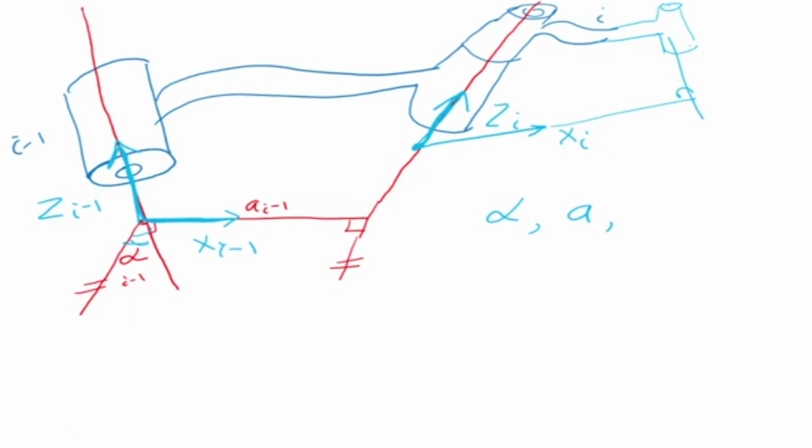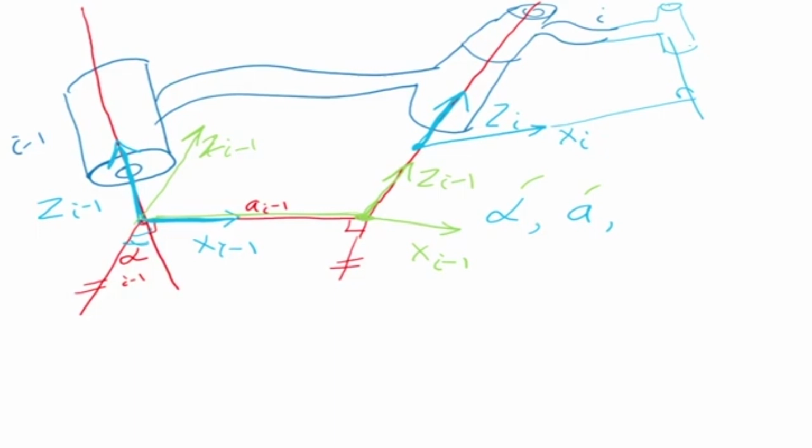When I align it, z i minus 1 has come there. I am rotating, and now they are parallel. You can see z i minus 1 and z i are parallel. Then I move it here, so z i minus 1 and z are parallel now, and the origin has shifted here. And x i minus 1 is in this direction. So we have two transformations, alpha and a.